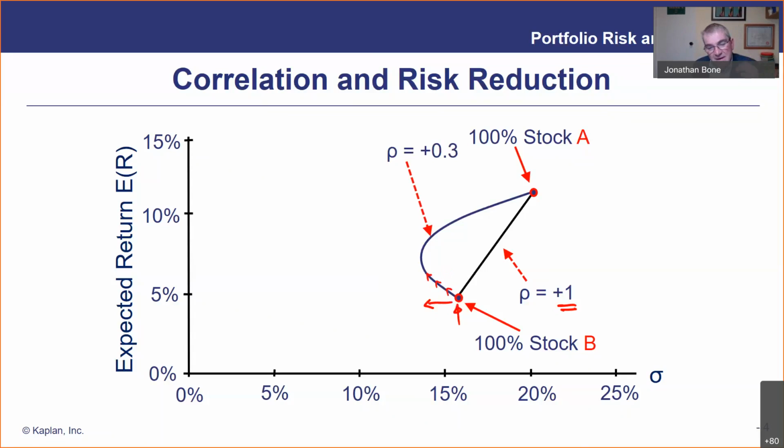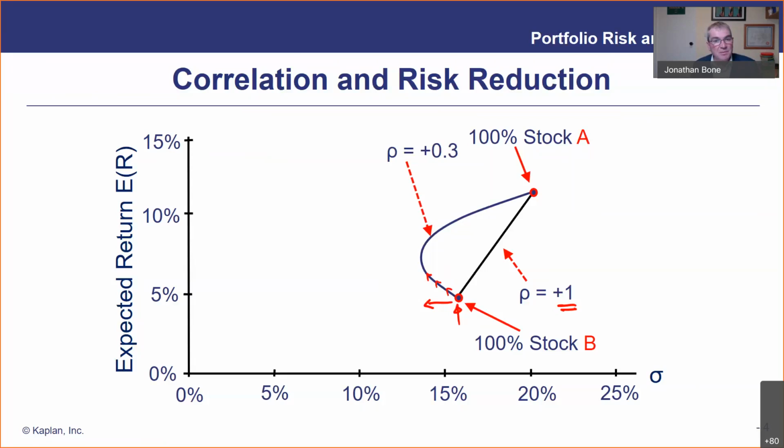Now, the thing you need to take away from this in the exam is as long as assets are not perfectly positively correlated, then some risk reduction is possible. Now, the bigger the negative correlation between two assets, the better the risk reduction will be. But what a lot of candidates misunderstand is they think assets need to be negatively correlated to benefit from risk reduction when you combine them in a portfolio. That's not true. As long as they're not positive one in terms of the correlation coefficient, then some risk reduction is possible.